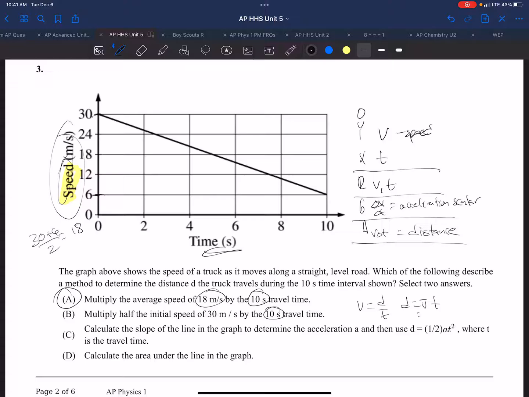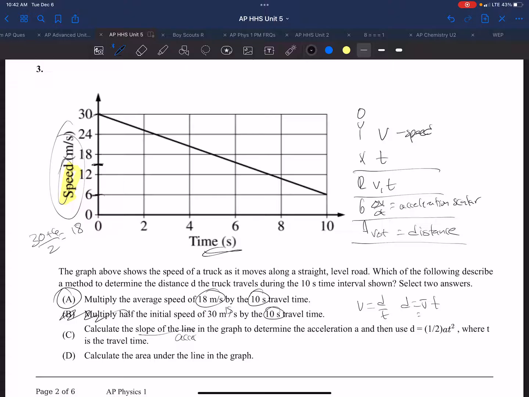Multiply half the initial speed of 30 meters per second, which is 15, which is here, by the 10 seconds travel time. Well, these two both can't be correct. So when you look at this, the question is, is the 15 the one we use or the 18? And the 15 is simply not the average velocity. So B is out.